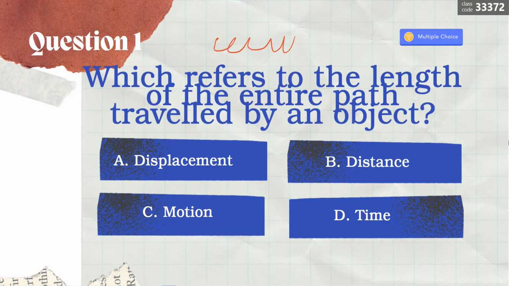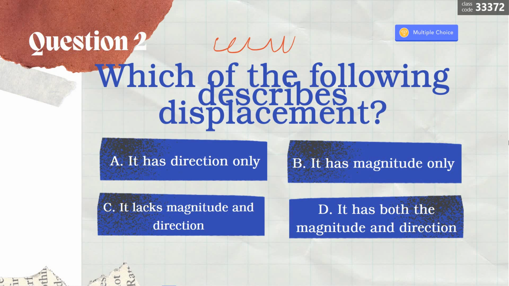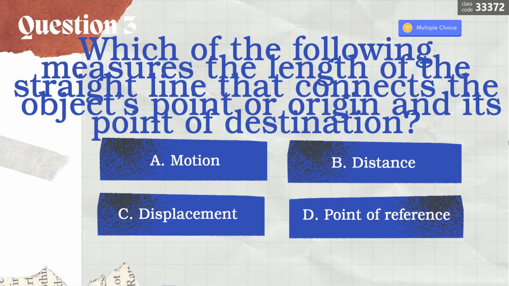Which refers to the length of the entire path traveled by an object? Is it A, displacement, B, distance, C, motion, D, time? Very good. It is letter B, distance. Number 2. Which of the following describes displacement? A, it has direction only. B, it has magnitude only. C, it lacks magnitude and direction. D, it has both magnitude and direction. Very good. You know the lesson very well. It's letter D.